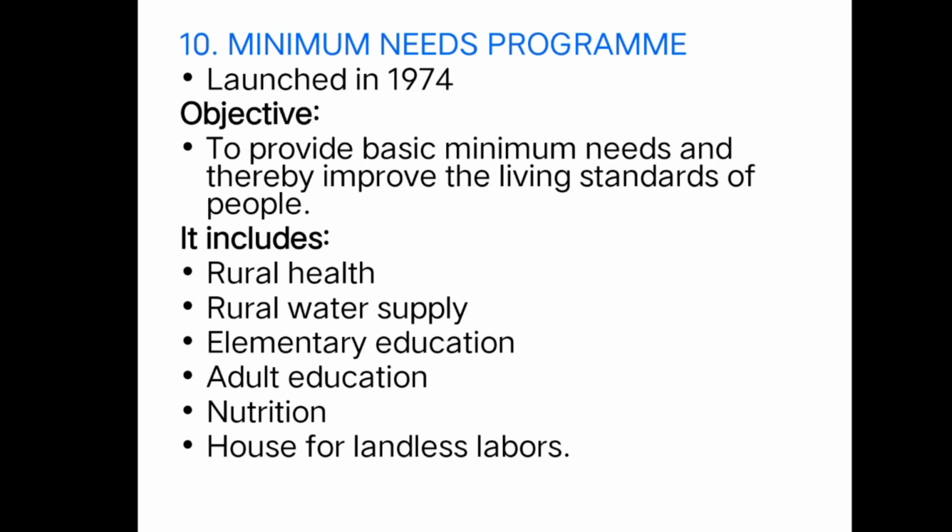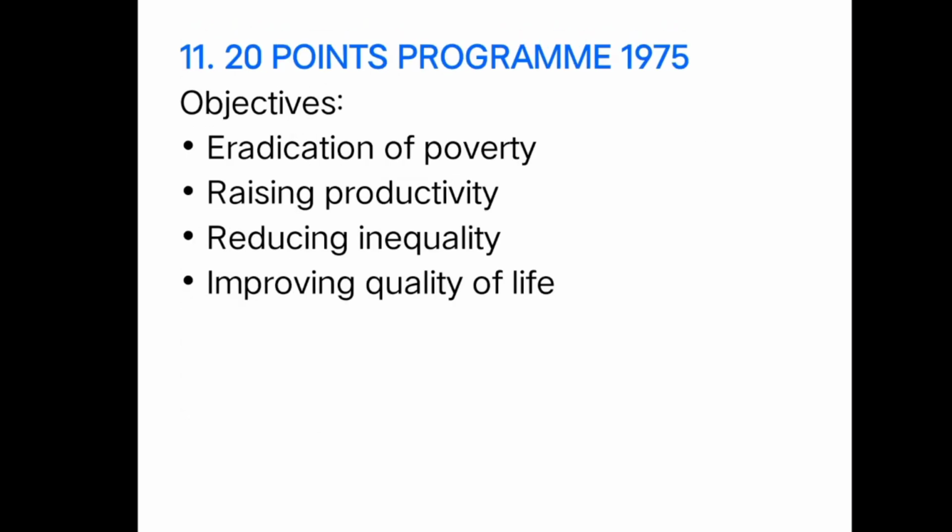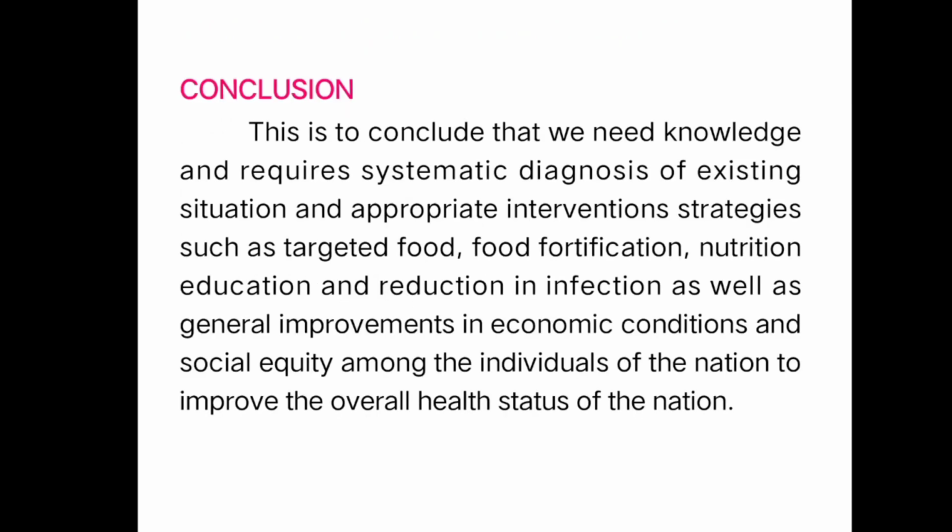So as a government launch, the main reason is to fulfill their basic needs, that is, the minimum needs are fulfilled. Next is the 20 points program, launched in 1975. The main objectives are eradication of poverty, raising productivity, reducing inequality and improving the quality of life. Keeping these 4 points in mind, the main one is raising productivity. There is an increased population, and to compensate for that, we are also raising productivity.